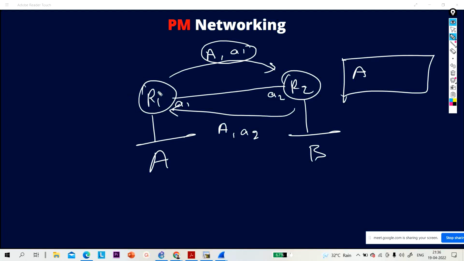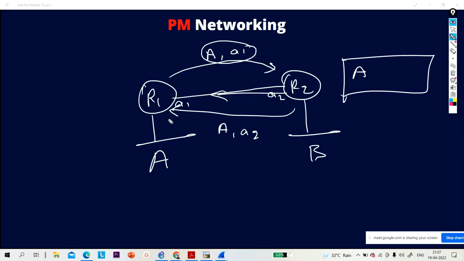Actually, when R1 generates the first update message with the information of network A, the hop count will be 0. When that message reaches R2, the hop count will be 1. When R2 sends it to R1, the hop count will be 2. Now R1 will see its routing table. Okay, I have the same network with hop count 0 and I am receiving it with hop count 2, so I will never accept it, right? So R1 will drop it.